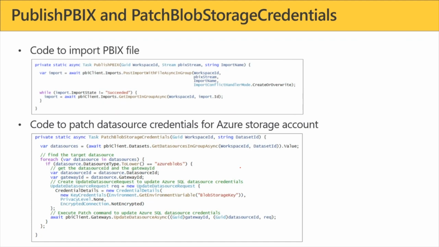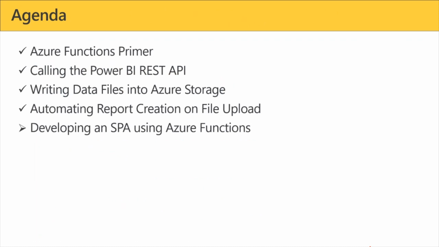Also, here is the code that we're going to use to set credentials programmatically. And so what you can see here is that here's where I need the blob storage key as part of my configuration, just so I can go ahead and use the Power BI REST API to patch credentials. And then after that, I should be able to run a successful refresh operation. Okay, that was a lot of stuff.